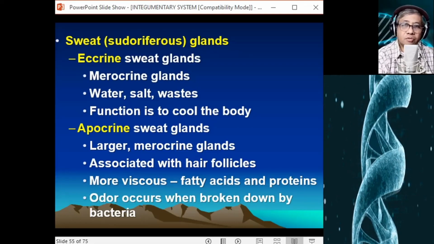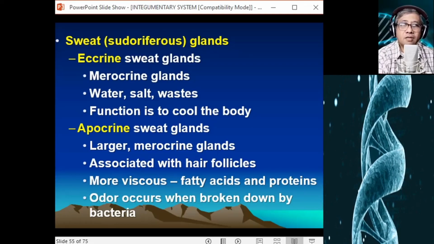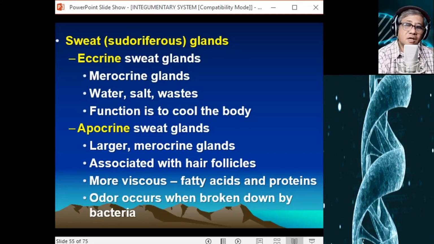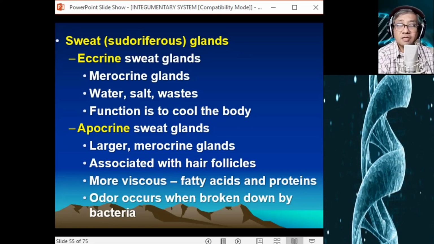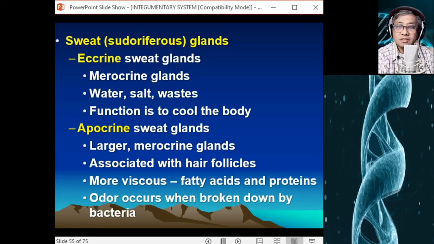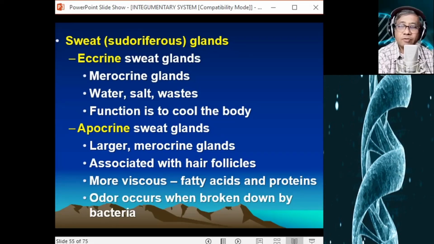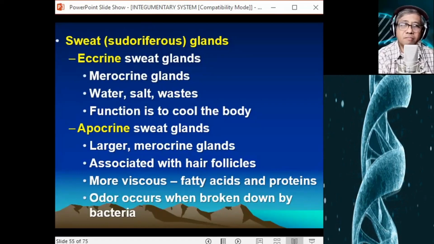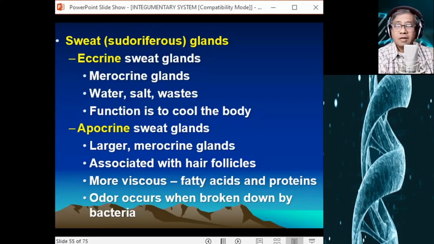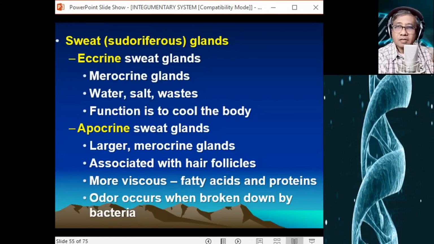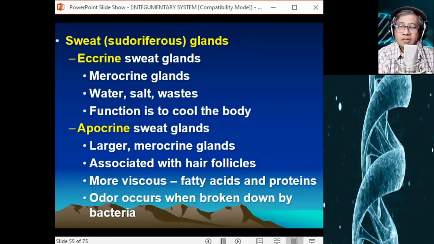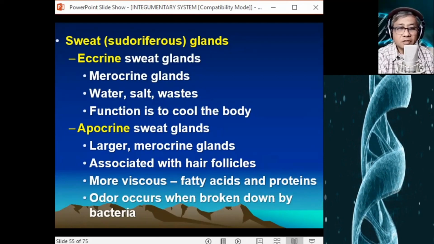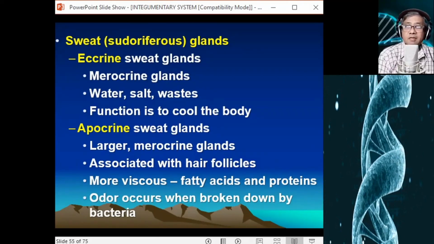Then we have the apocrine sweat gland. Apocrine sweat glands are larger. And these apocrine sweat glands are attached again to hair follicles. Similar to sebaceous glands, they are also near hair follicles. And they are more viscous, meaning thick. Why is the secretion thick? It's not water. It's thick because of the fatty acids and proteins. And the viscosity of the secretions of the apocrine sweat glands attracts bacteria.